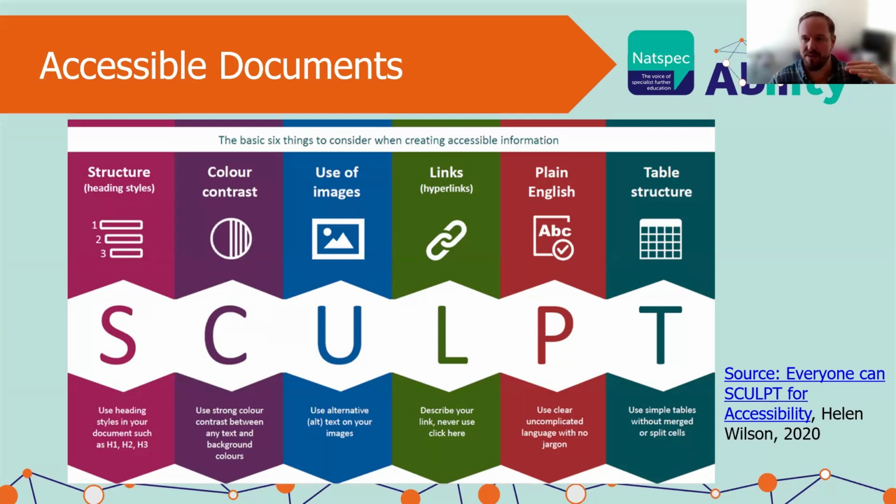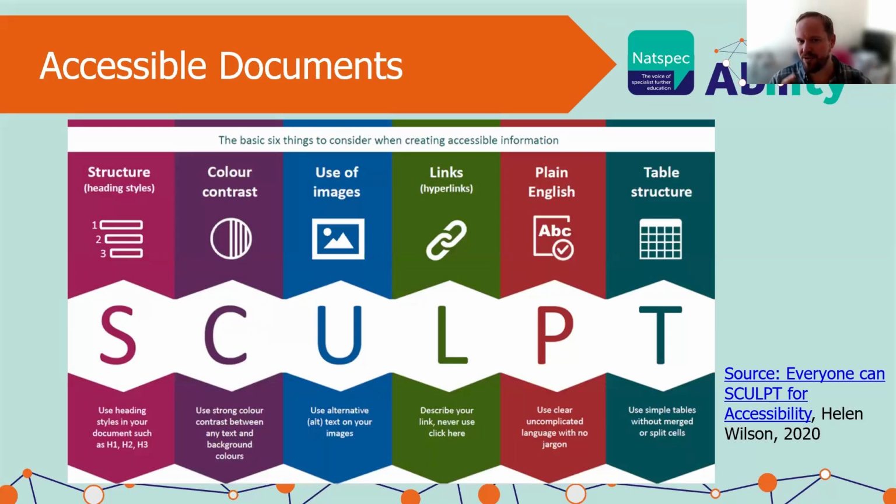We can jump around that document quicker and we can see what's there by inserting a contents page. Color contrast speaks for itself. If we don't have that strong color contrast between any text and background colors, it can make it really difficult to read. In terms of use of images, we want alt text on all the images. That means that for anyone with a screen reader, they can hear what's going on with those images.